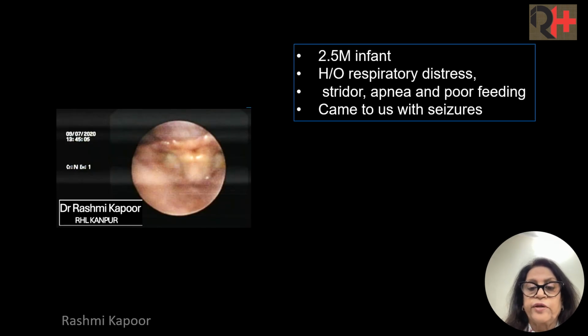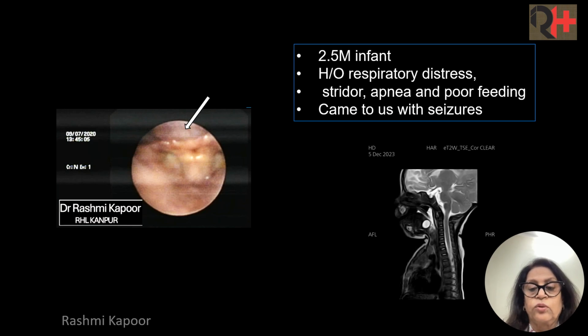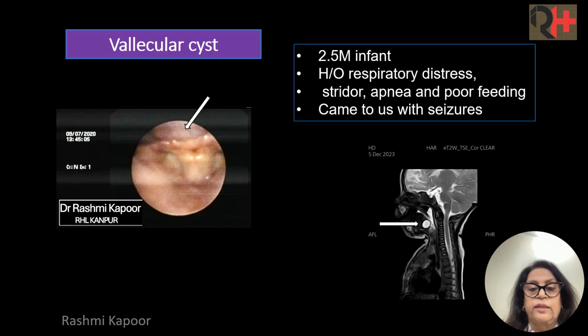Another child, a 2.5-month-old infant, with a history of respiratory distress, stridor, apnea, and poor feeding. He came to us with seizures, which were post-apneic. We did the bronchoscopy, and we found that there was a structure completely obstructing the glottic opening. It was pressing over the epiglottis. So we know it is a vallecular cyst. We did the MRI and found that it was a vallecular cyst.